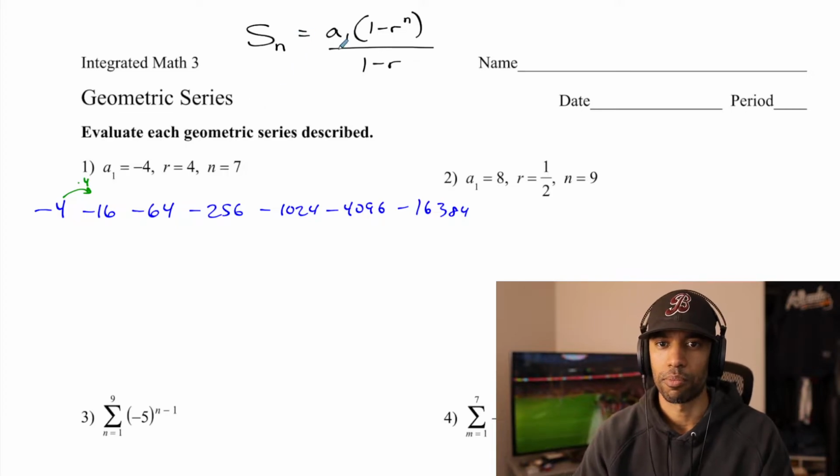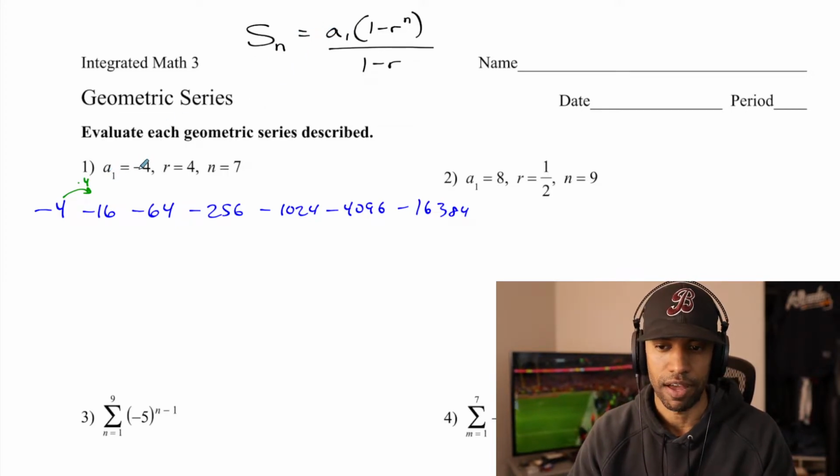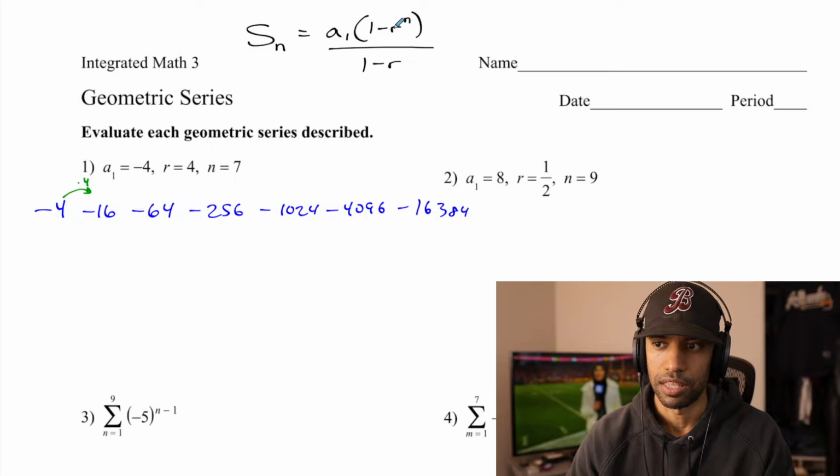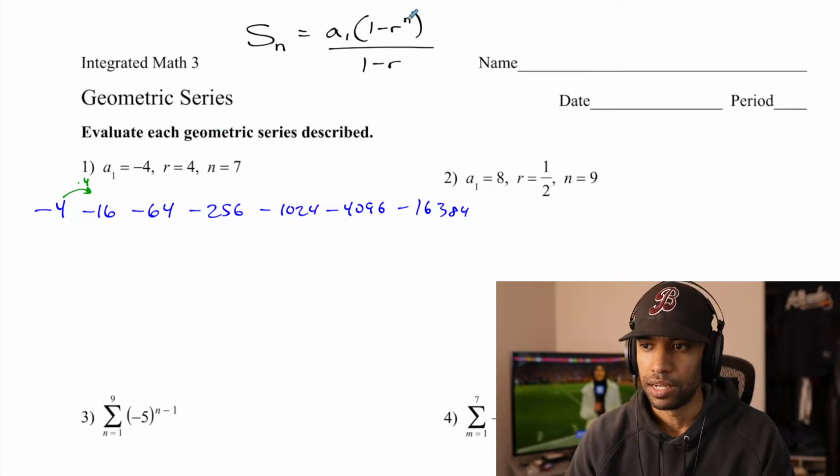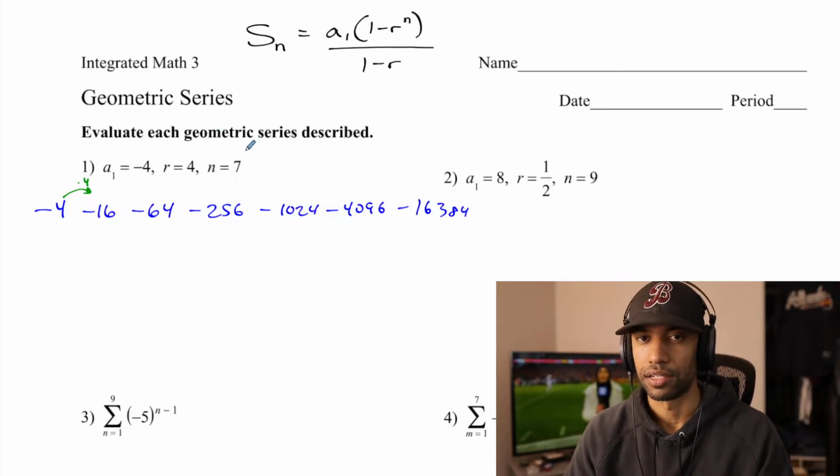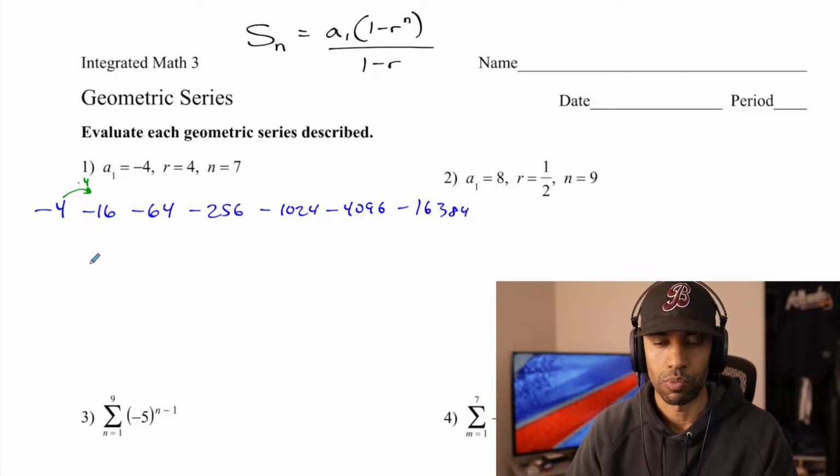So this is the formula we're going to be using, which means we need the value of the first term, we need the common ratio, and we need the number of terms. Check, check, check. So we can substitute these in, and this will find what we need.